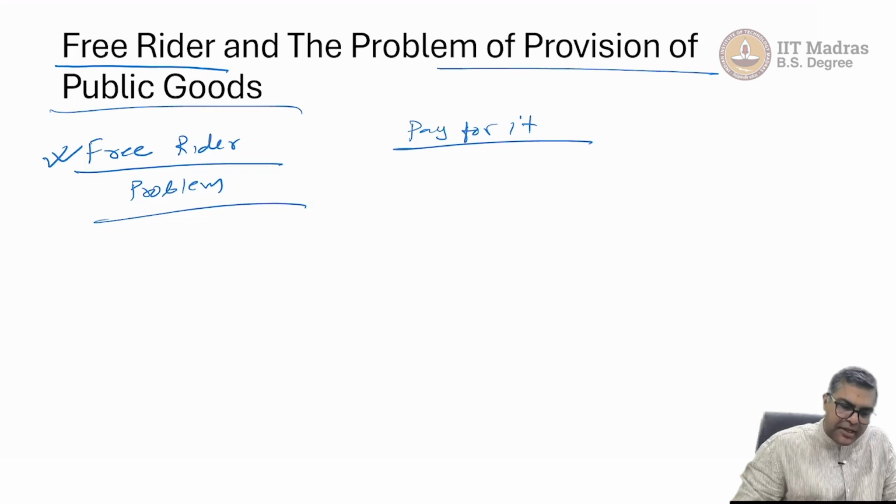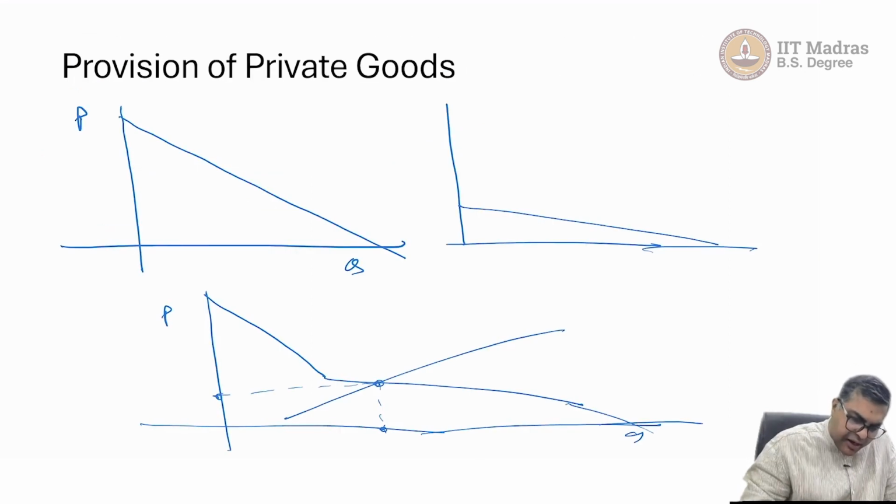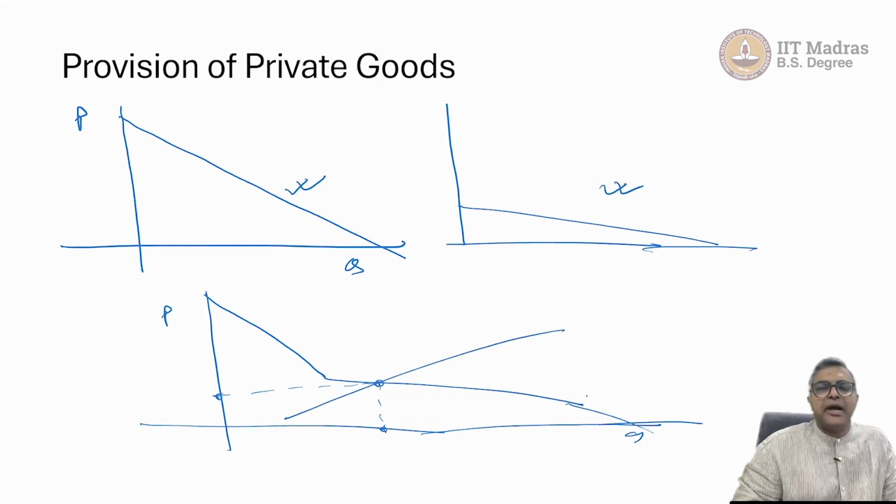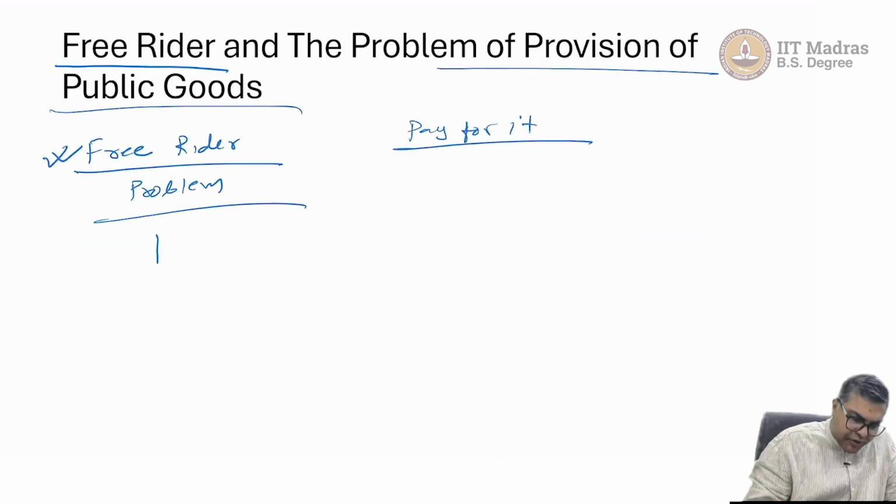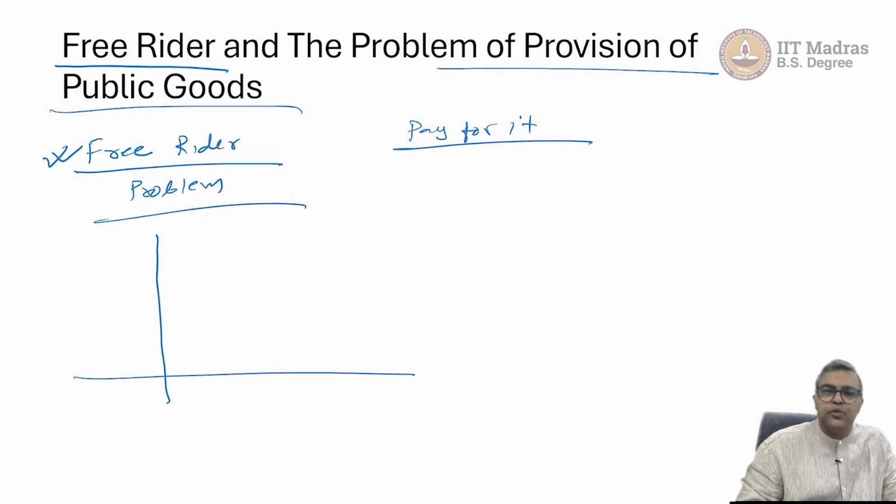So how can public good be provided? First thing we should understand here: how are we getting the market demand? Market demand we are getting by horizontally summing the individual demand. Can we sum up horizontally here? We should not be summing up horizontally; we should be summing up vertically.